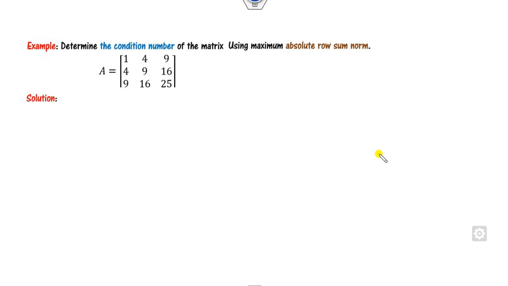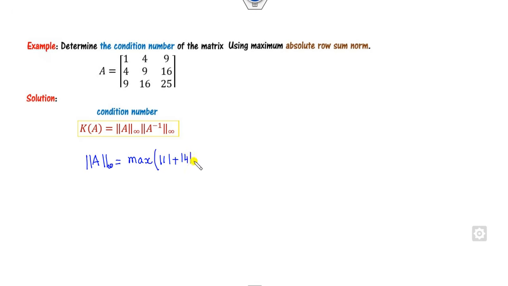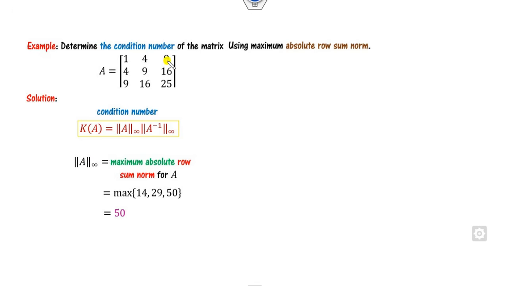For example, how can you find the condition number of the matrix? By using the absolute row sum. That means you are using this norm. So what is the definition of the condition number? For that you need the max norm. How can you find it? By the definition, you take the absolute value of the row sums. This is the first row, comma, you find the absolute sum of the second, 9 plus 16, comma, and so on for the third one. So the absolute sum of the first row is 14, the absolute sum of the second row is 29, and so on. The maximum value is 50.